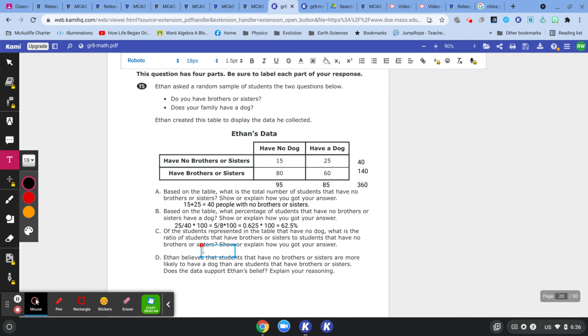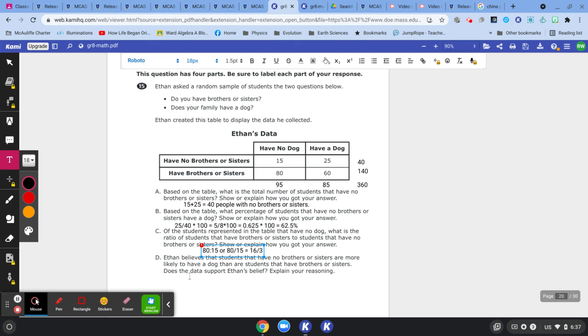Okay, so we would say 80. We could write it this way, 80 to 15 or 80 over 15. And we can reduce this, we can factor a 5 out of numerator and denominator. We can reduce this to 16 to 3. And that's the ratio of students who have no dog. Okay, so of the students who have no dog, it's the ratio of those who have brothers and sisters to those who do not.